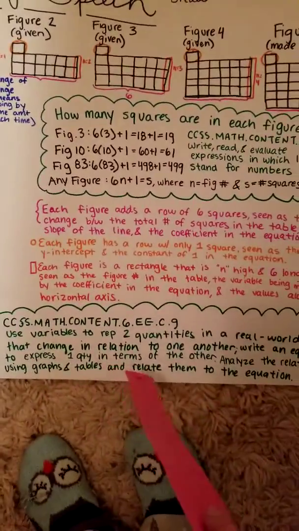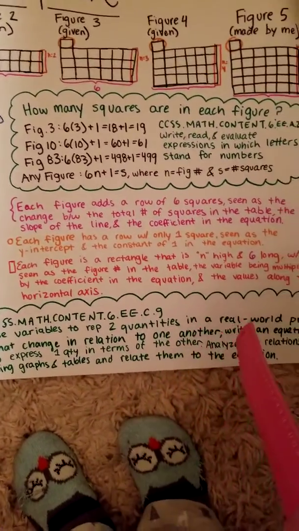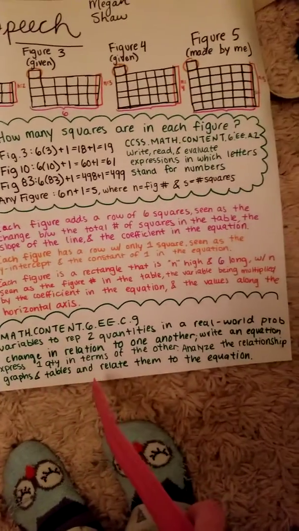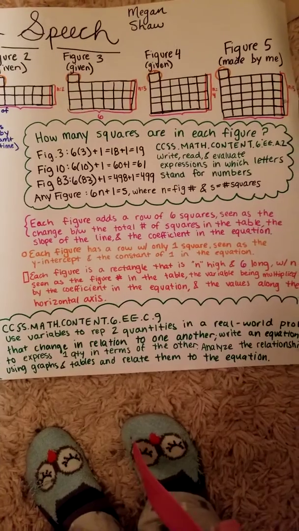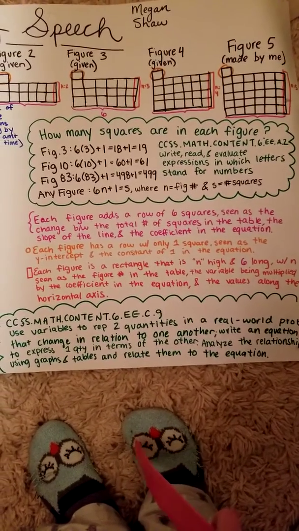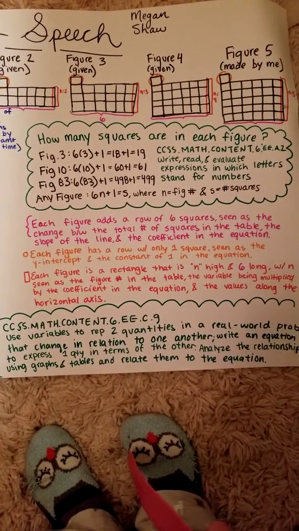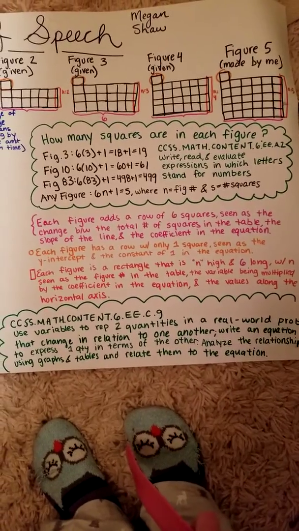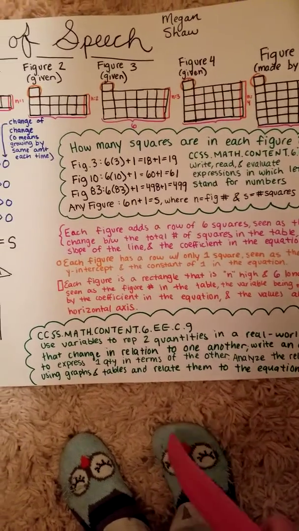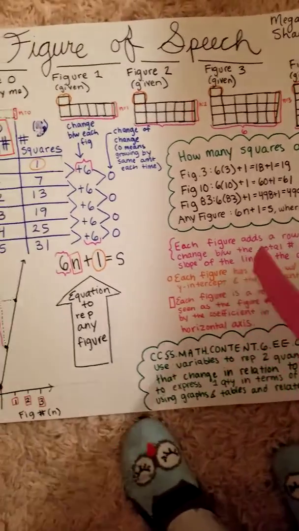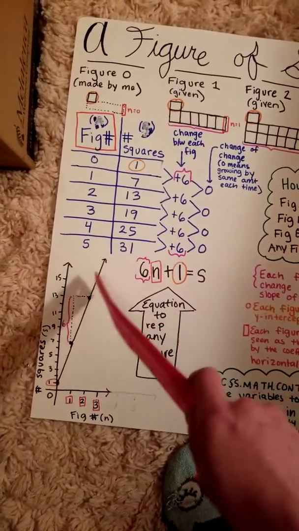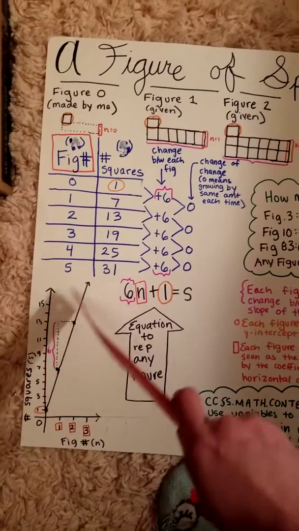And then down here, another 6th grade Common Core skill was use variables to represent two quantities in a real-world problem that change in relation to one another, and write an equation to express one quantity in terms of the other and analyze the relationship using graphs and tables and relate them to the equation. So that was the explanation that I gave and how I related each with the colors and the squares.